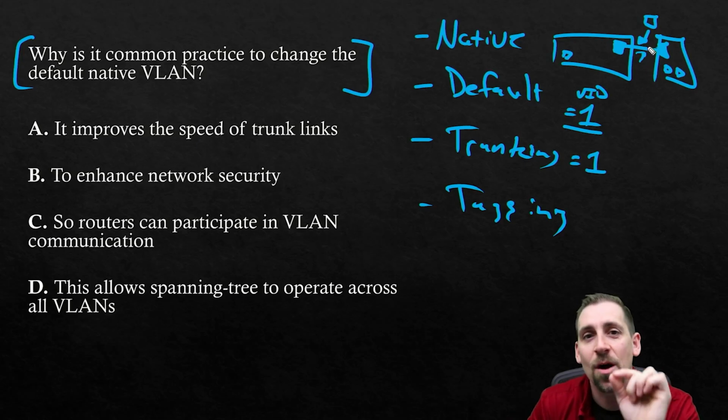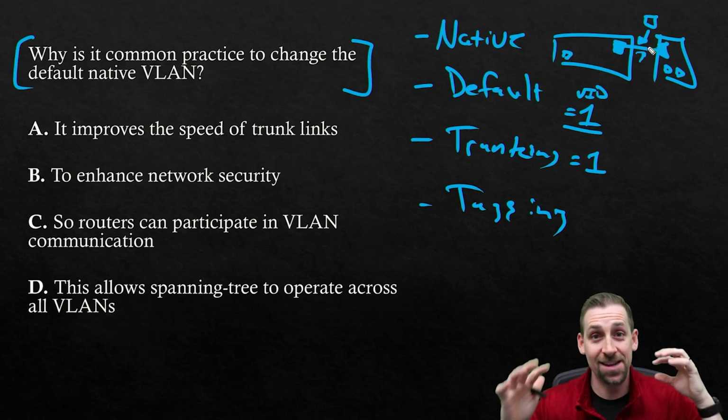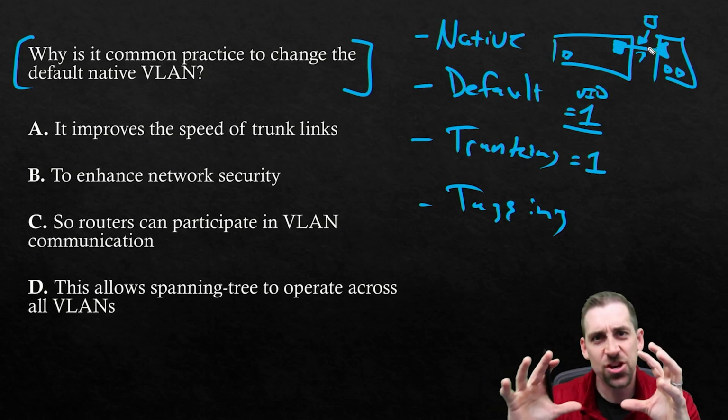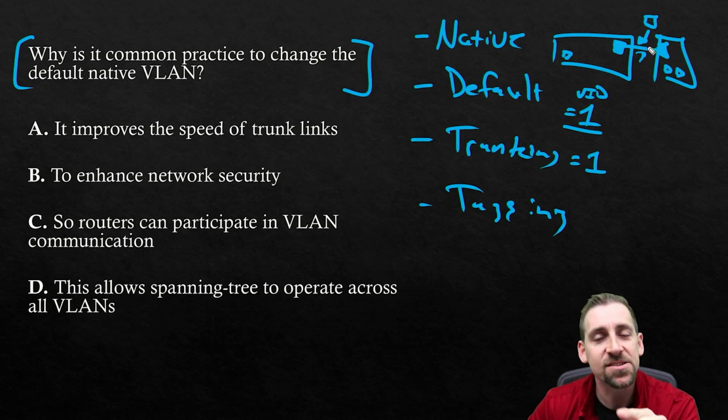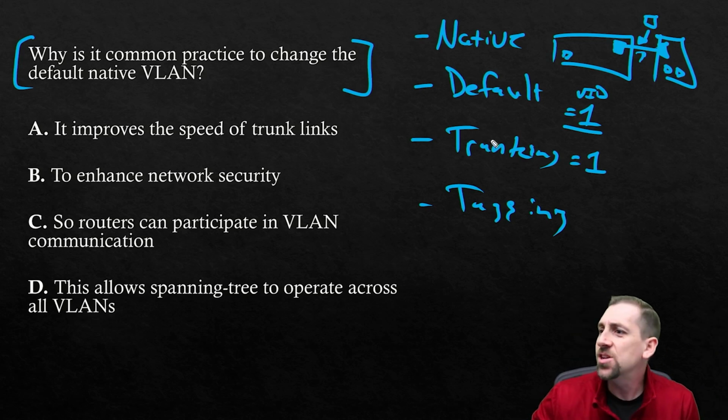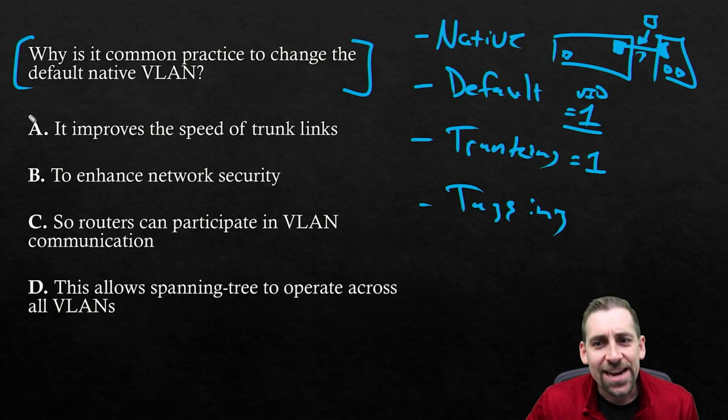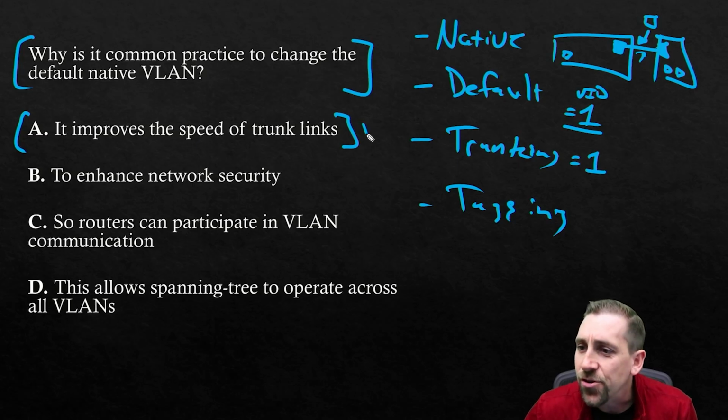But you never really thought about why. So now you have a question here on a CCNA that asks you, I need you to know all these things and what happens, and then I need you to think about why it happens too and synthesize that information. So does the default native VLAN change improve the speed of the trunk links based upon the information I have given you here? No, it doesn't improve the speed of the trunk link.